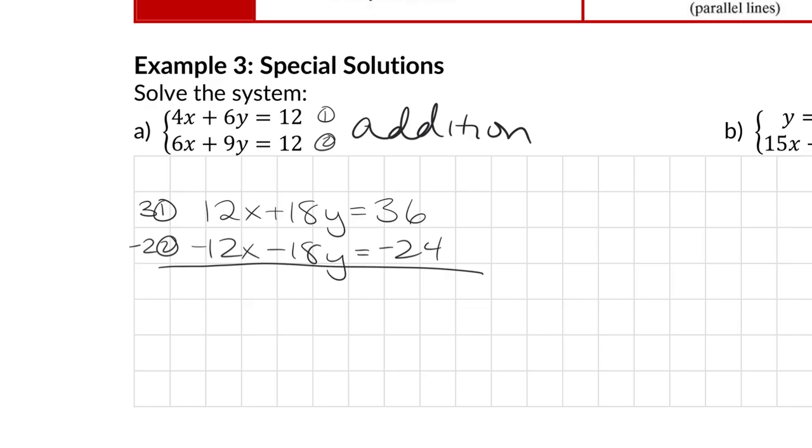However, when we add these two equations together, do you see this time that both the x's and the y's cancel out? That should have your spidey senses going off that this system will have a special solution because we have no variables left on the left side of the equation. And if we add 36 and negative 24, we get 12. This equation is trying to tell me that 0 is equal to 12, which is not true. That means that these two lines are parallel to each other and we have no solution to our system.